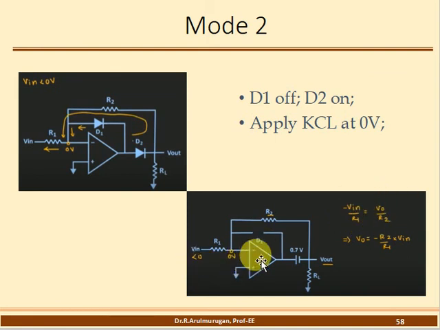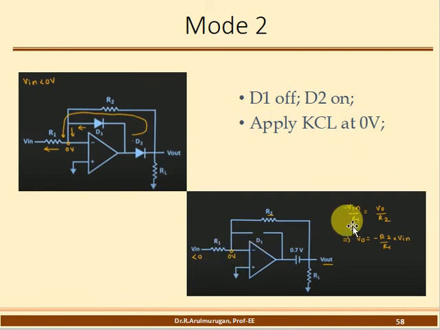The negative point here is a negative input, that's why it is minus V in divided by R, which is equal to V out divided by R2. At node 0 voltage I have written minus because it is connected to the operational amplifier's minus input. If it were plus, it would be connected to the plus.